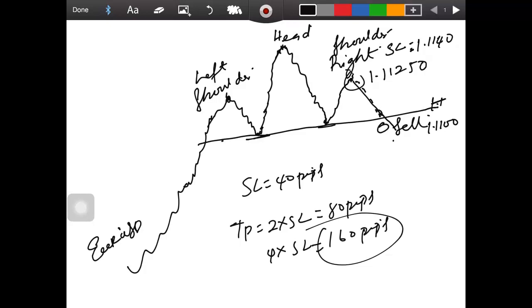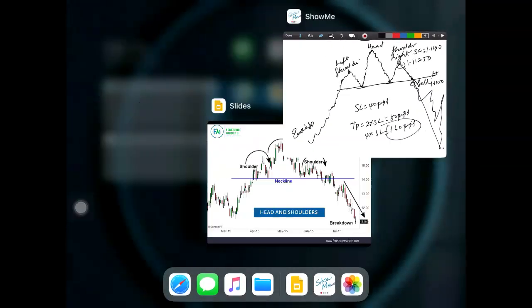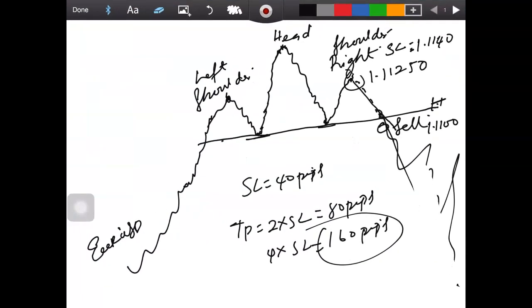So you expect this to come down, do all the funny movements. It won't just go down in a straight line. It's going to do the normal market movement, up and down like that, until it hits your take profit or not. All right, so that's the basic concept of head and shoulders.